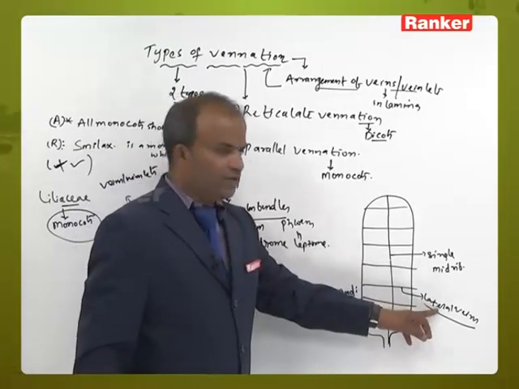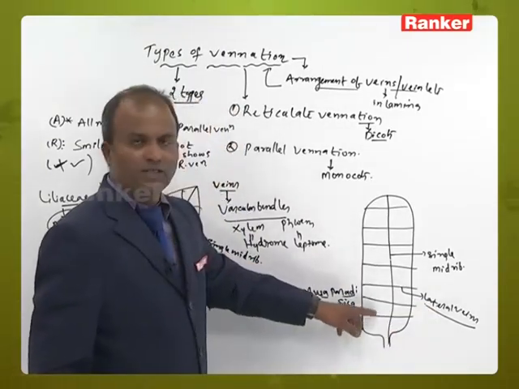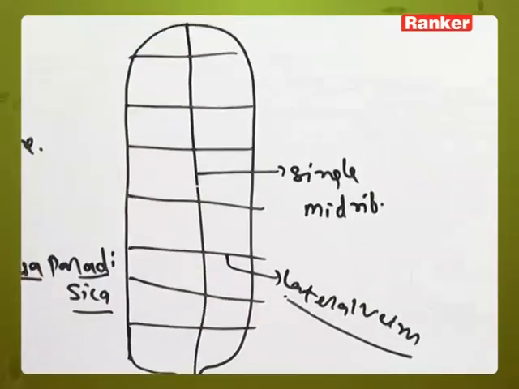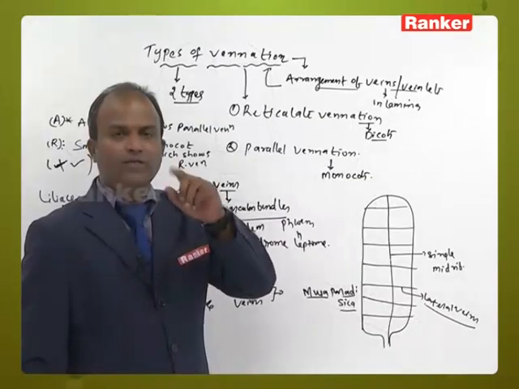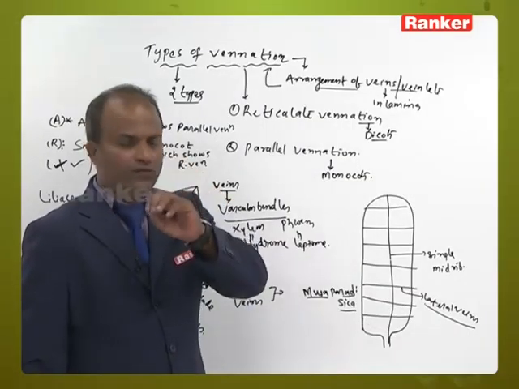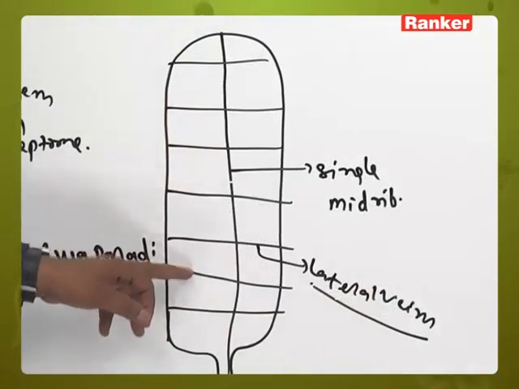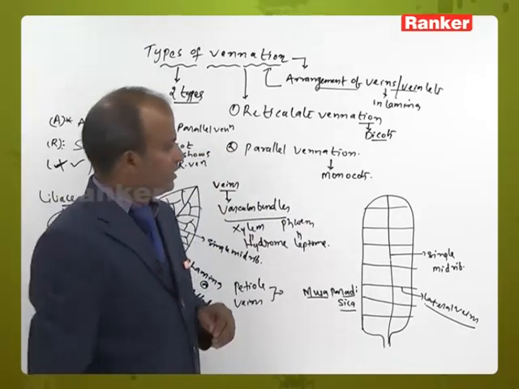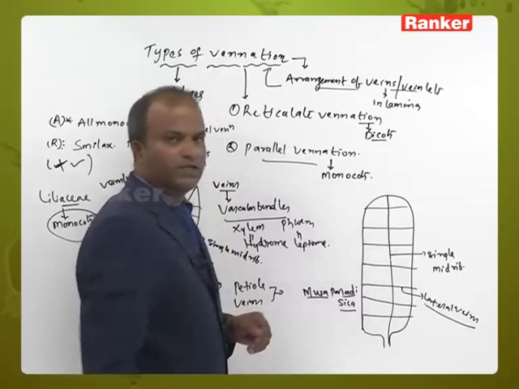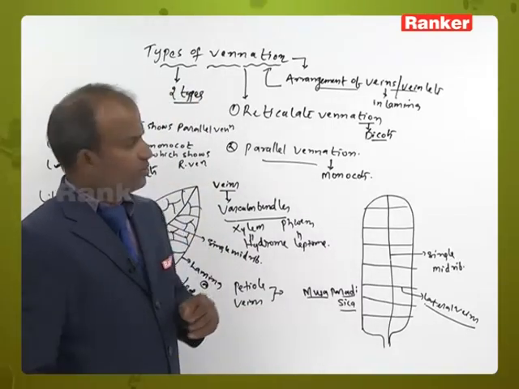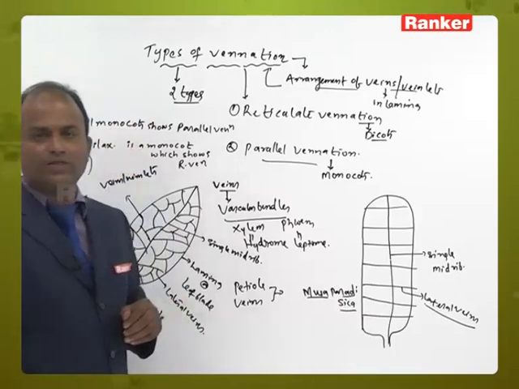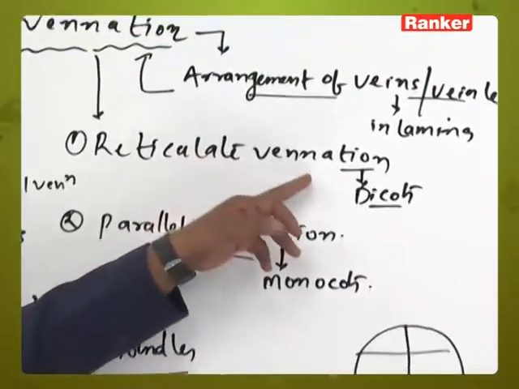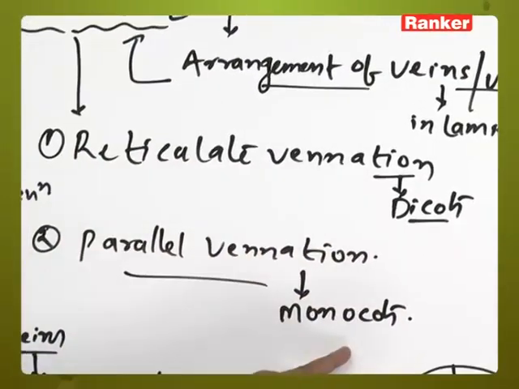When one lateral vein is compared with another lateral vein, they are arranged in a parallel manner. Based upon the criterion that the lateral veins arising from the midvein run parallel when compared with one another, this type of venation is called parallel venation. So these are the types of venation: two types, reticulate venation in dicots and parallel venation in monocots.